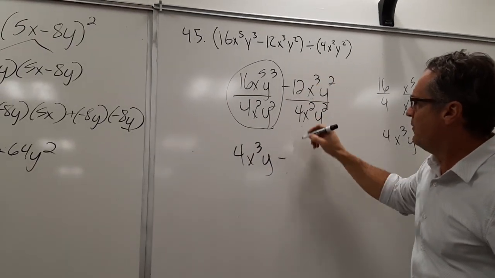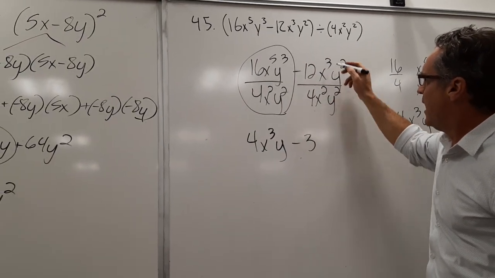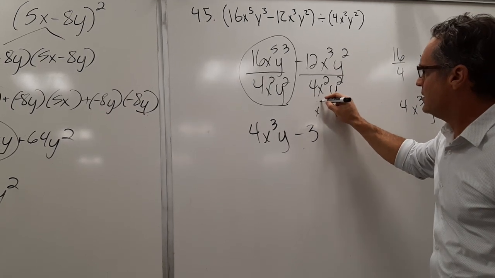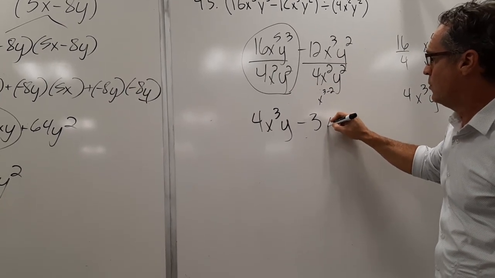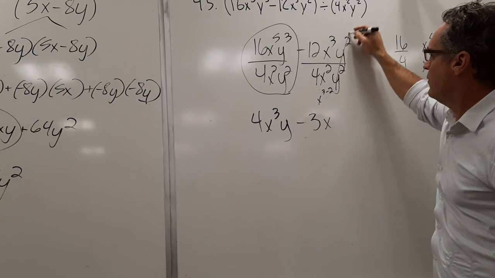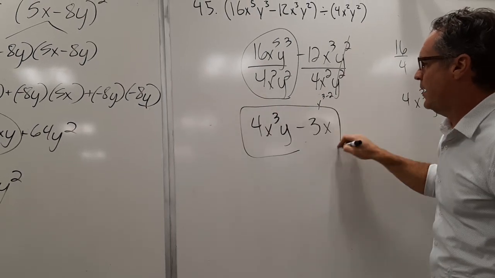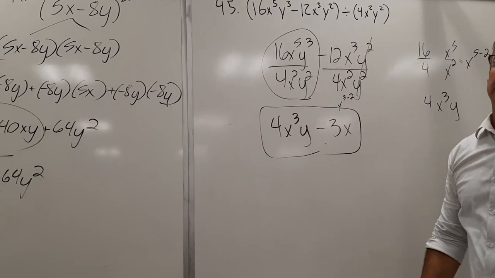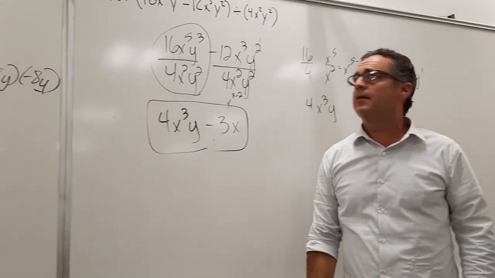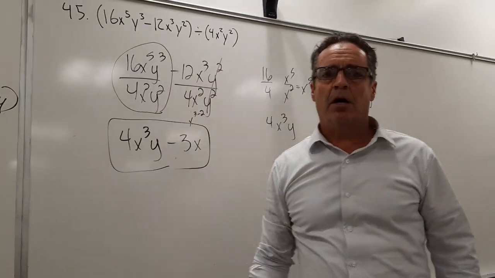So coming over here, 12 divided by 4 is 3. X to the third over x to the second will be x to the 3 minus 2, which will just be x to the 1, which is x. Y to the 2 over y to the 2 is gone, and that is your final answer. And you have a problem almost identical to that on this test. It's just a binomial divided by a monomial. In our final one here, we have a trinomial divided by a monomial.